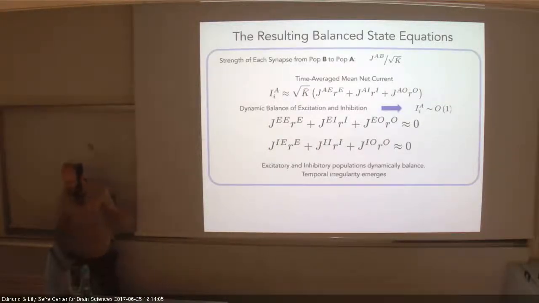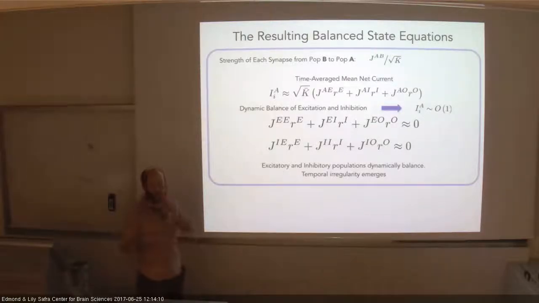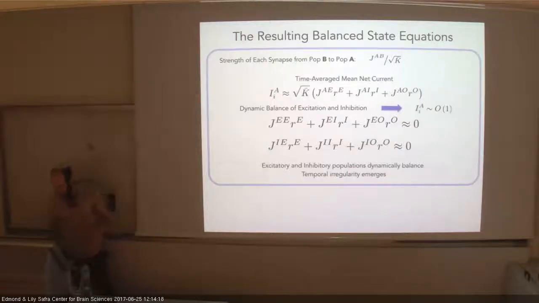And this produces temporal irregularity as well as the low correlations, and it's managed to reproduce along the years a lot of experimental findings on the cortical firing properties. So it's a favorite model over the last bunch of years.